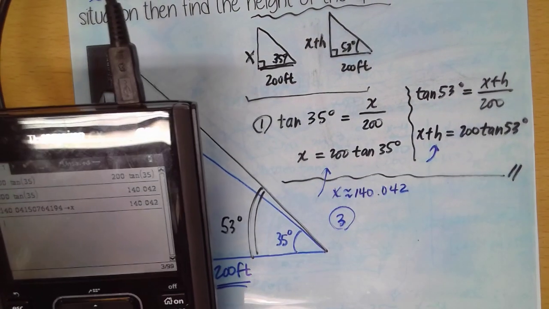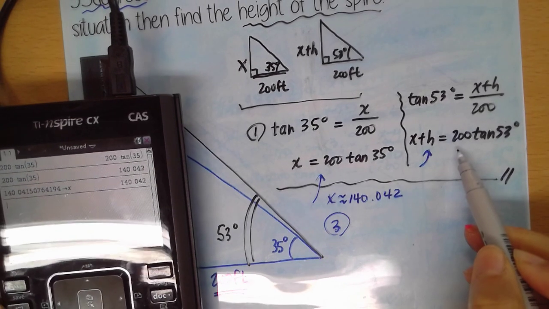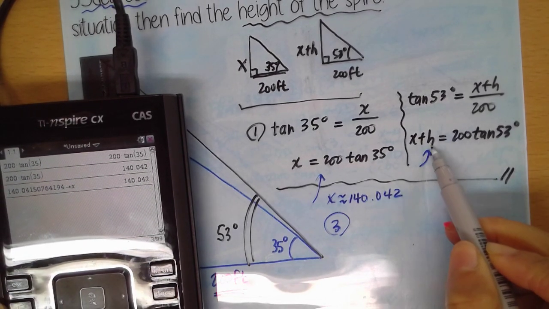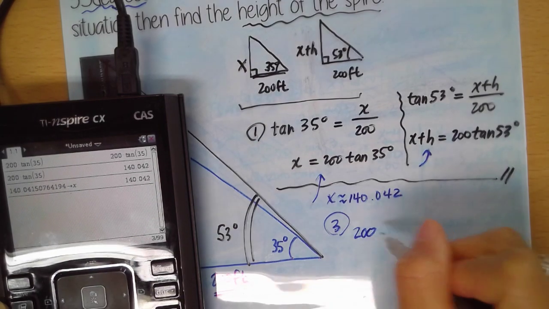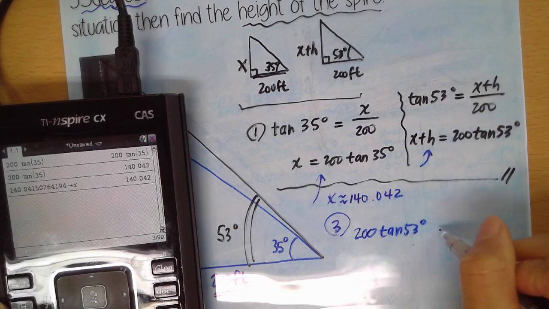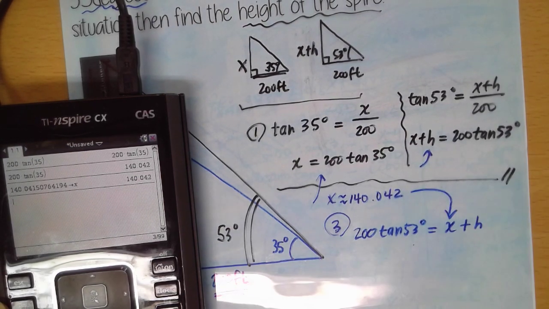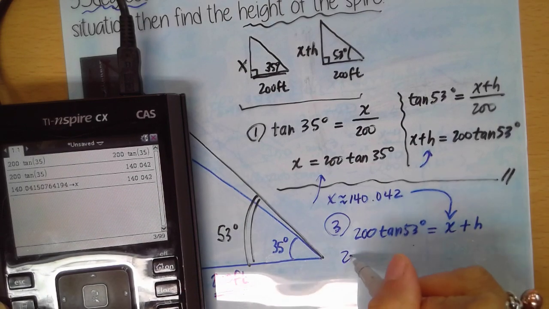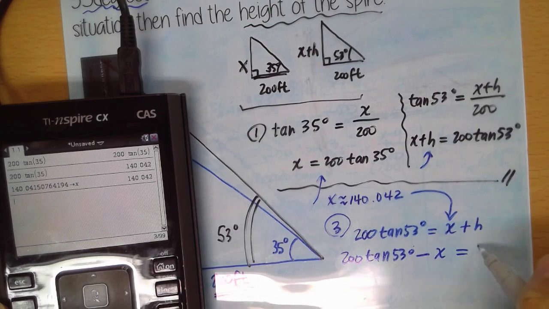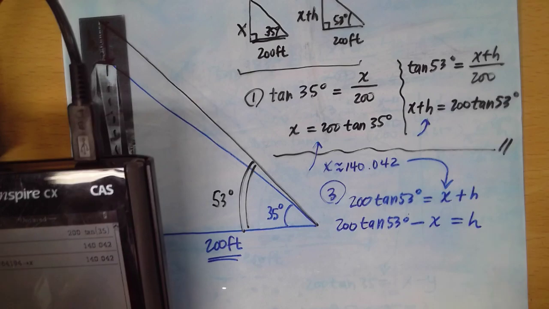Now we also know that 200 tangent 53 degrees is equal to x plus h. So let's go here. 200 tangent 53 degrees is equal to x plus h. But we know that x value. So let's subtract that. So that means 200 tangent of 53 degrees minus x is h. So we're going to calculate that, but we're not going to calculate it multiple times. We're just going to do it once.